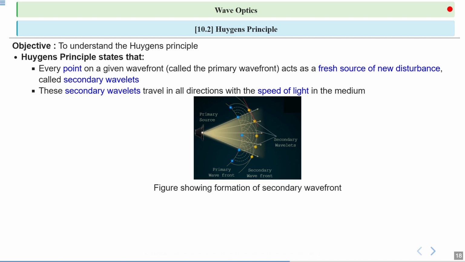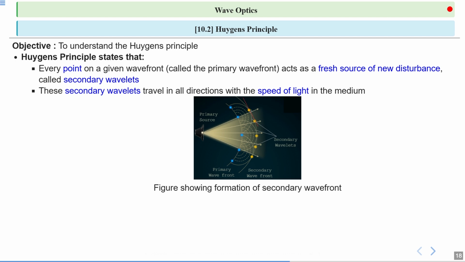To visualize this concept, take a look at the image showing the formation of secondary wavefronts. Notice how the secondary wavelets spread out from each point on the primary wavefront, creating a new wavefront. This illustration helps us see the dynamic nature of wave propagation. You can see the primary wavefront shown in the figure, and there are 5 points taken on it, from which secondary wavelets are spreading out.